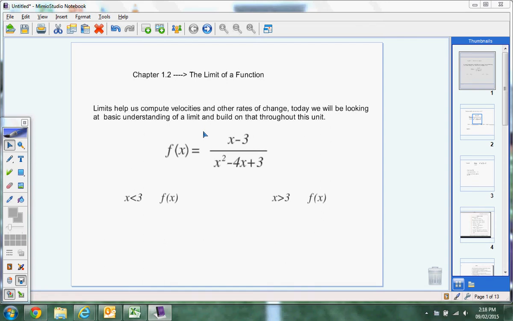So 1.2, so kind of the limits of a function. Limits help us compute velocity and other rates of change. Today we'll be looking at basic understanding of limits. We're not doing much applied today, more just understanding the basic concept of a limit, okay?